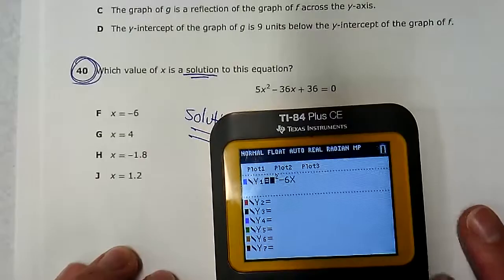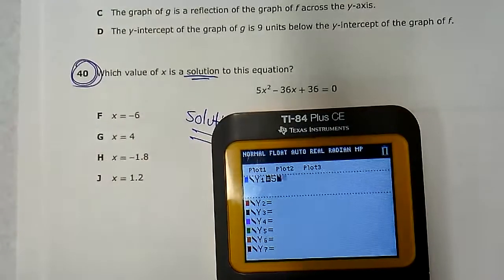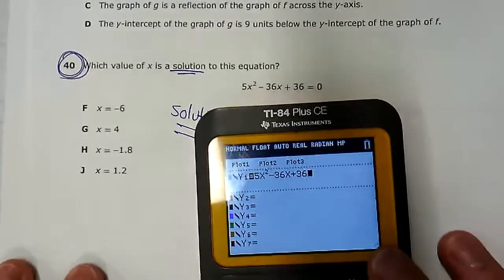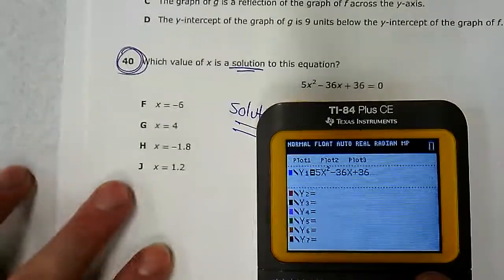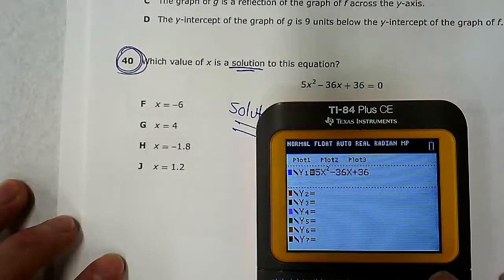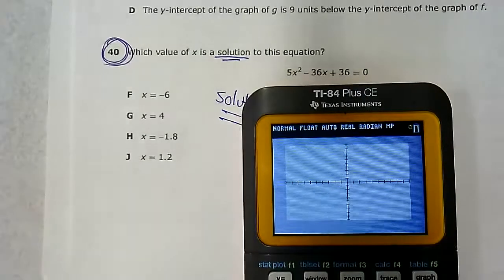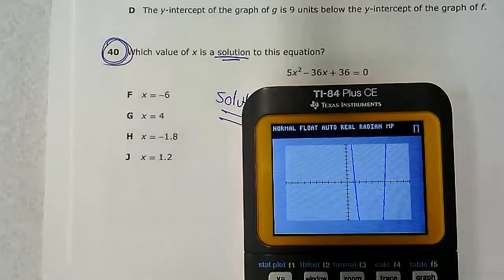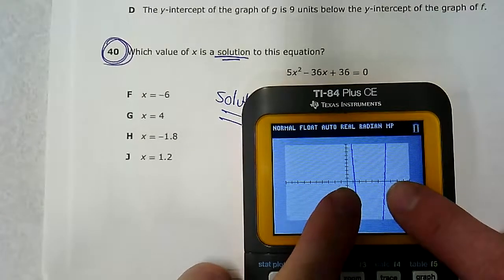Go to Y equals again. Type your equation into the calculator. 5x squared minus 36x plus 36. Okay, type that into your calculator. And then when I hit graph in the top right, there we go. It shows me. So I see my two x-intercepts right here.